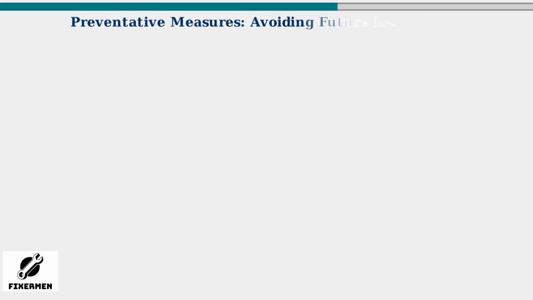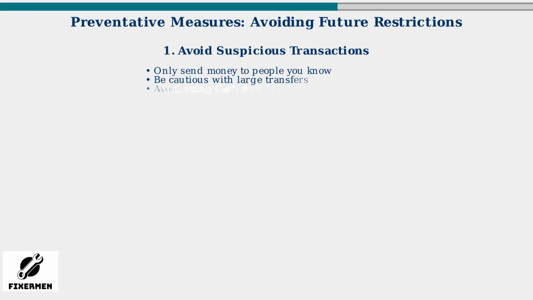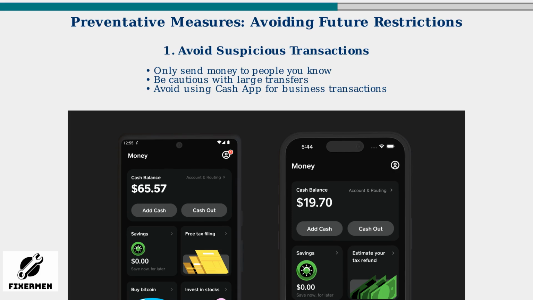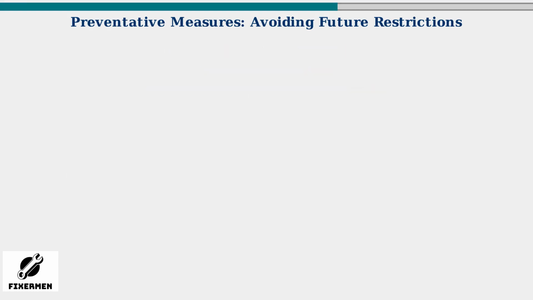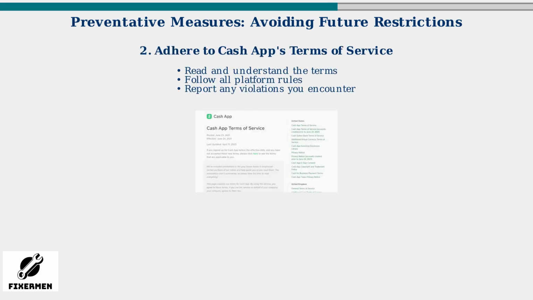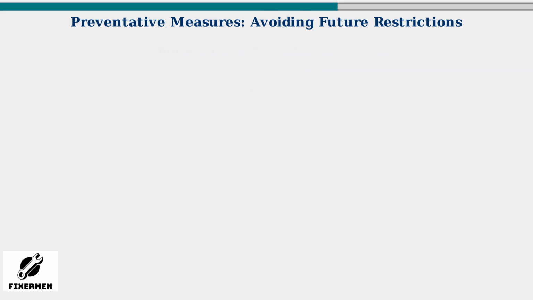To prevent future account restrictions on Cash App, focus on three key areas: avoiding suspicious transactions, adhering to the terms of service, and keeping your account information current. First, avoid suspicious transactions. Only send money to people you know personally. Be cautious with large transfers that might trigger security flags, and avoid using Cash App for high-volume business transactions. Second, carefully adhere to Cash App's terms of service. Take time to read and understand the rules, follow all platform guidelines, and report any violations you encounter.